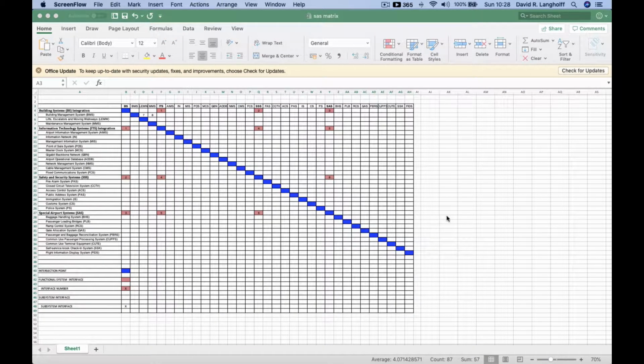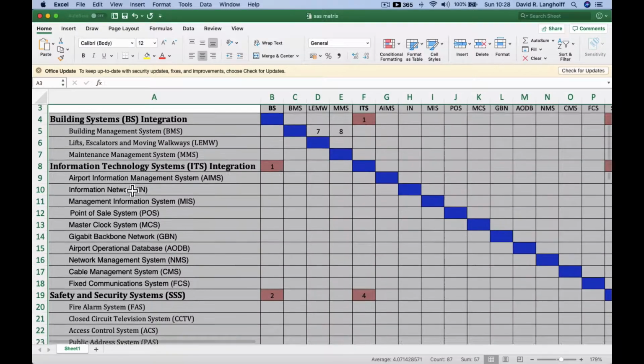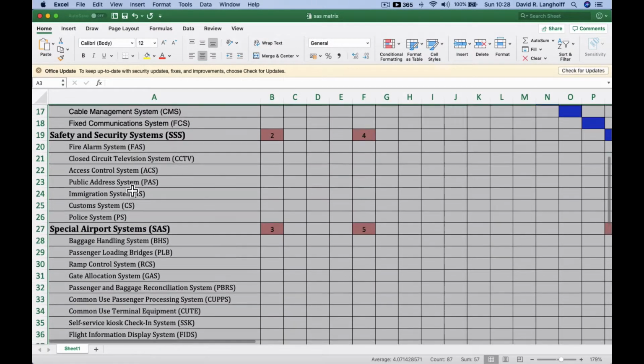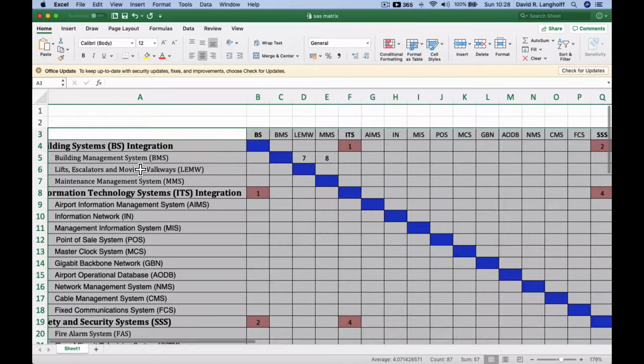Hello folks, well this is the video I promised you on the interface matrix that I posted on our website, and this will be a little bit easier to see. But basically the interface matrix, what it does is it captures all the systems that you are going to integrate with and put it into a very simple matrix.